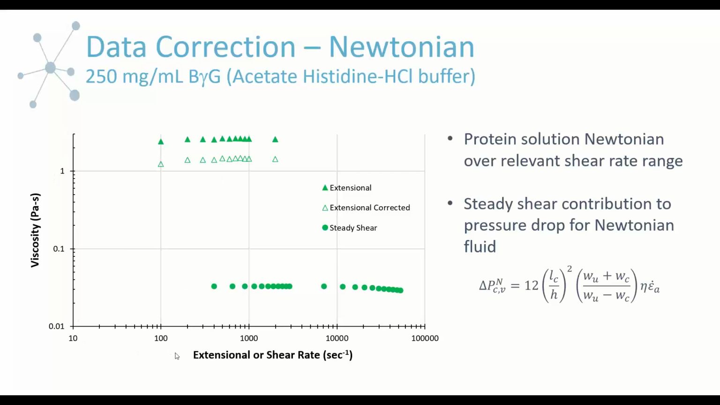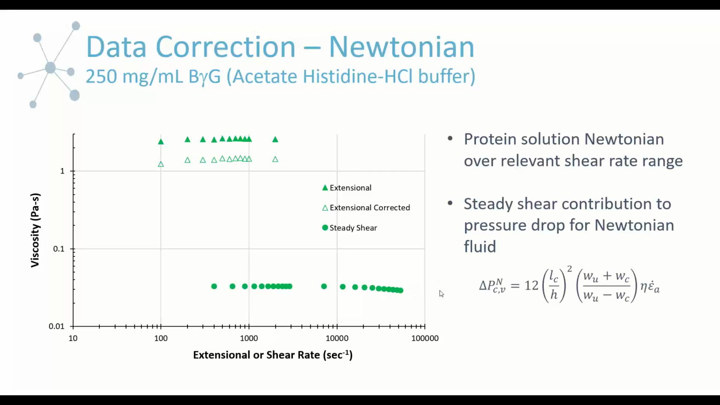we have the different viscosities as a function of either extensional or shear rate. The circles are the steady shear data, so the steady shear viscosity versus shear rate. And then the filled triangles up here are the extensional viscosity as a function of the extensional rate. And this is the uncorrected data. So this particular protein solution is Newtonian over the range of shear rates that's relevant to the experiment here.